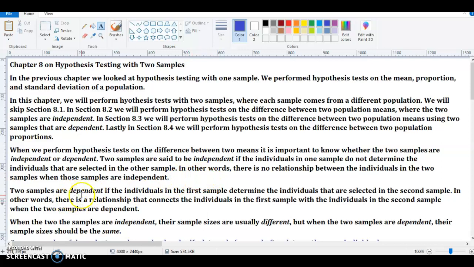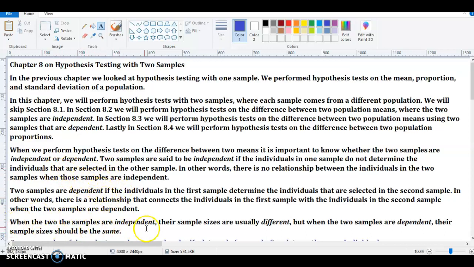Two samples are dependent if the individuals in the first sample determine the individuals that are selected in the second sample. In other words, there is a relationship that connects the individuals in the first sample with the individuals in the second sample when the samples are dependent. We'll go ahead and look at an example of an independent sample and an example of a dependent sample so you can see the difference between the two.